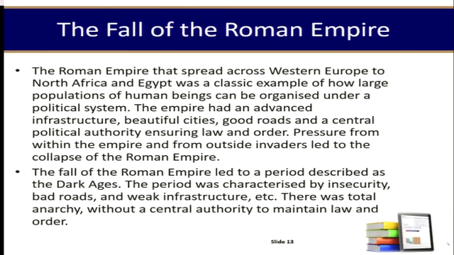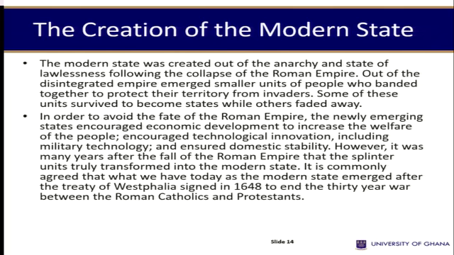Pressure, unfortunately, from within the empire and from outside invaders led to the collapse of the Roman Empire. Now, this led to a period described as the Dark Ages, and the period was characterized by insecurity, weak infrastructure, and anarchy, where there was no authority to maintain law and order. The creation of the modern state. The modern state was thus created out of the anarchy and state of lawlessness following the collapse of the Roman Empire and the Dark Ages. Out of the disintegrated empire emerged smaller units of people who came together to protect their territory from invaders.